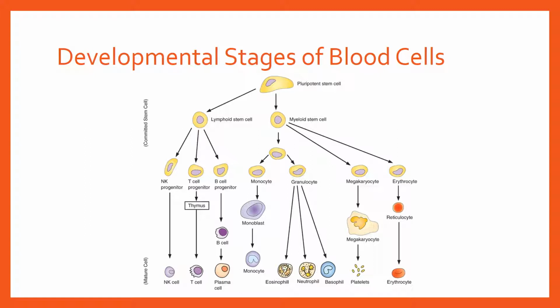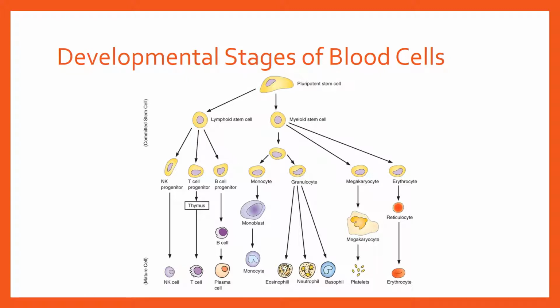So natural killer progenitor eventually will turn into natural killer cell. T cell progenitor will be transformed through time into a T cell. B cell will mature into plasma cell. Unlike lymphoid stem cells, myeloid stem cells give origin to many different cell types and to the majority of the cells you'll find in circulation.